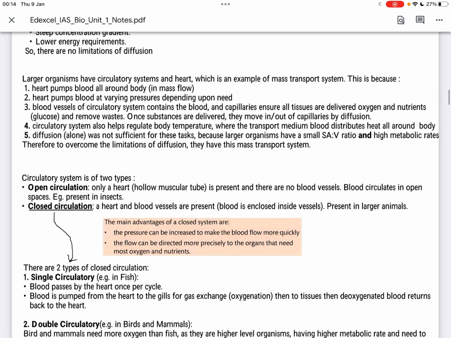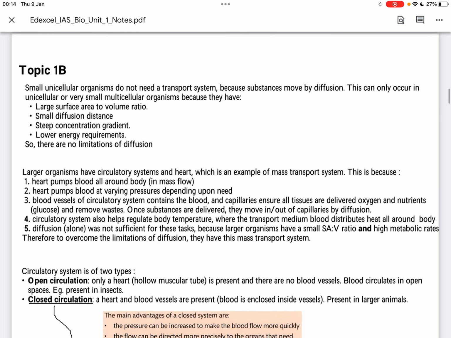As you know, there are factors that increase the diffusion or decrease it, right? So the small unicellular organisms, as we've mentioned, do not need a transport system because substances move by diffusion. This can only occur in unicellular or very small multicellular organisms. Why? Because they have larger surface area to volume ratio, small diffusion distance, steep concentration gradient, and lower energy requirements. So there are no limitations of diffusion.